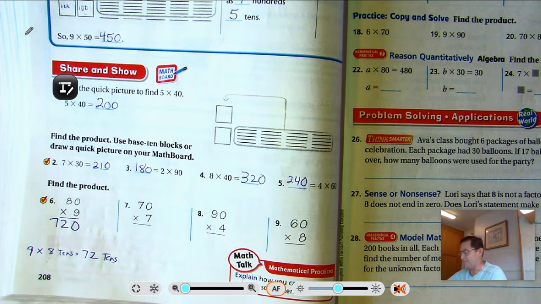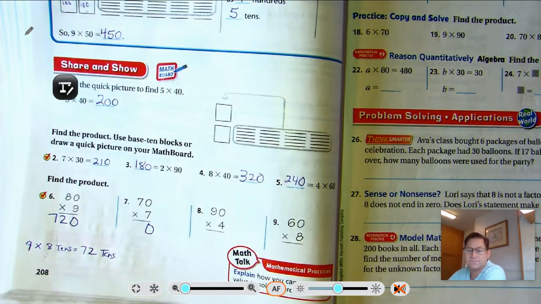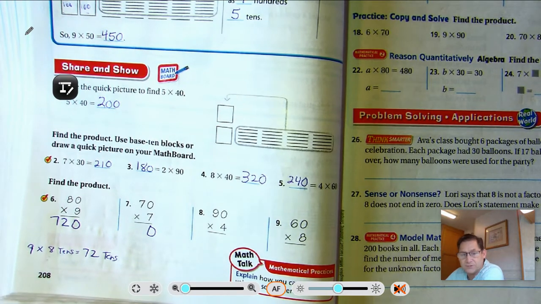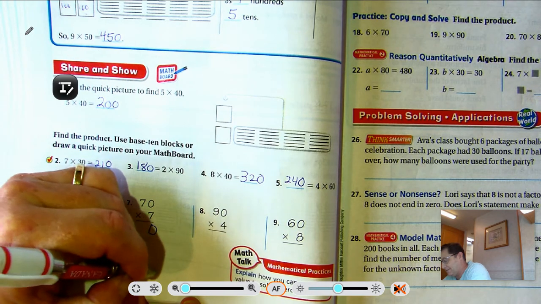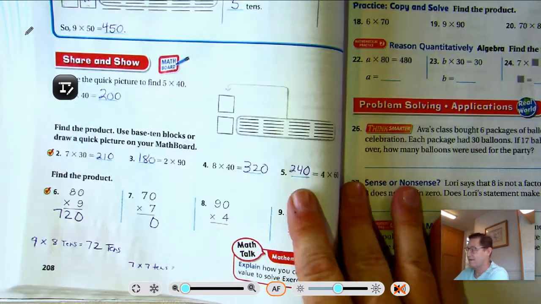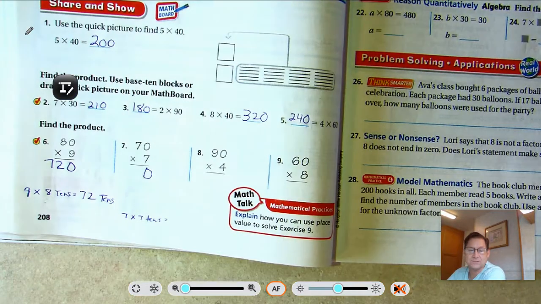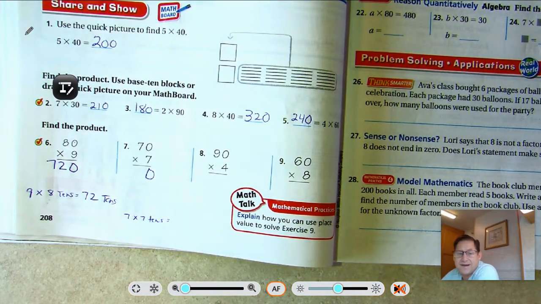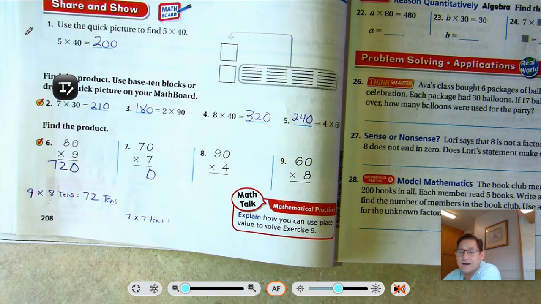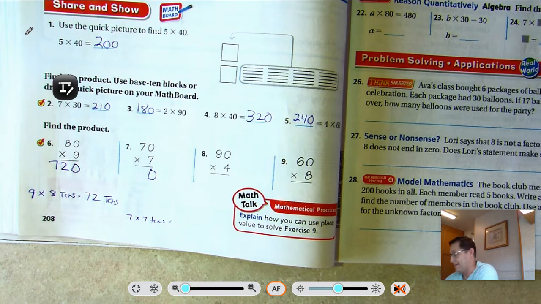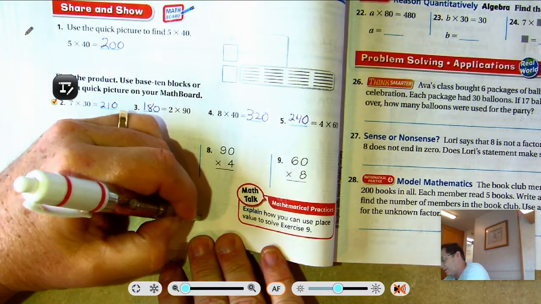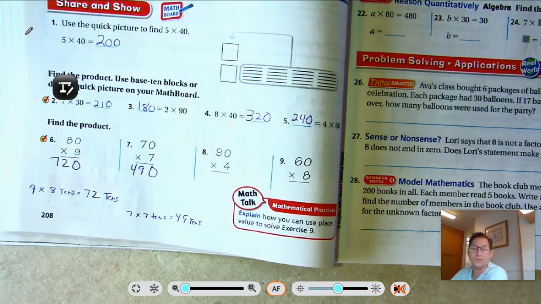70 times 7. Again, we have 0 ones. 7 sets of 0 is still 0. 7 sets of 7 tens. 7 times 7 tens. Okay. Again, this is where it becomes helpful that we just know our math facts. 7 times 5 is 35. So if I add another 7, that would be 7 times 6. 7 times 6 then is 42. And 7 times 7 then is 49. So 49 tens is 490.